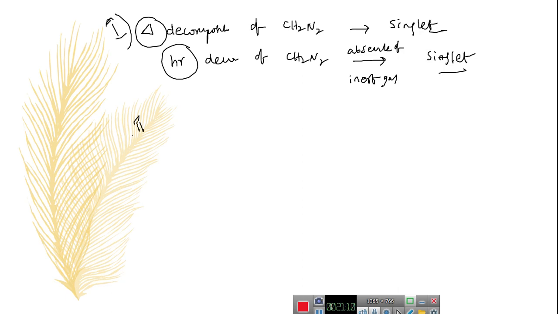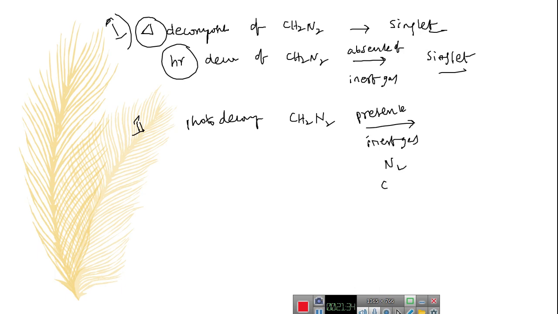In another case, the photochemical decomposition of diazomethane in presence of a large amount of inert gas like nitrogen, or dibromomethane, generally produces triplet carbene. So this is the important condition to get the triplet carbene.